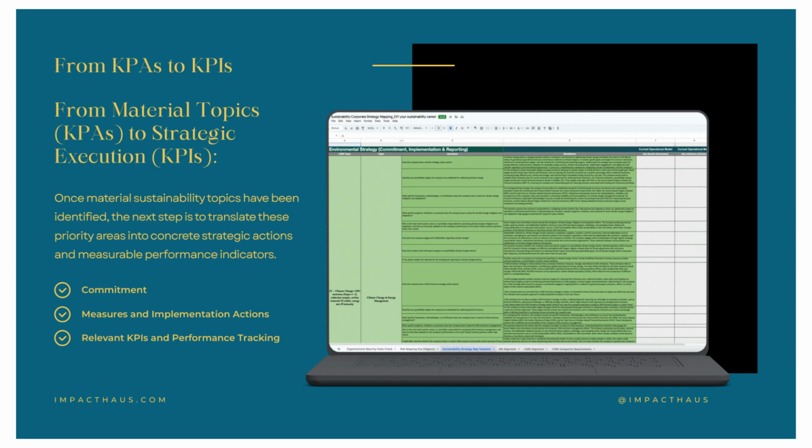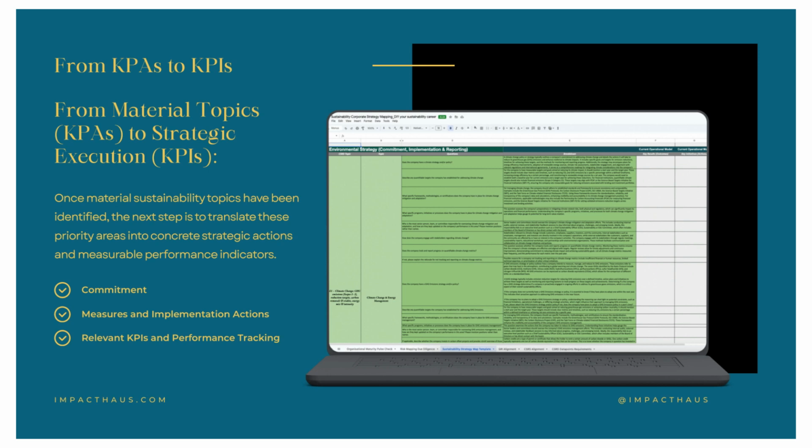When you look at the Excel sheet, each row represents one sustainability topic translated into execution. We begin with the material topic, which is the key performance area identified during the materiality assessment. Typical environmental topics might include climate change, energy management, water use, waste management, or biodiversity. Social topics might include employee well-being, diversity and inclusion, occupational health and safety, or community engagement. Governance topics might include ethics, anti-corruption, data privacy, or responsible supply chains.